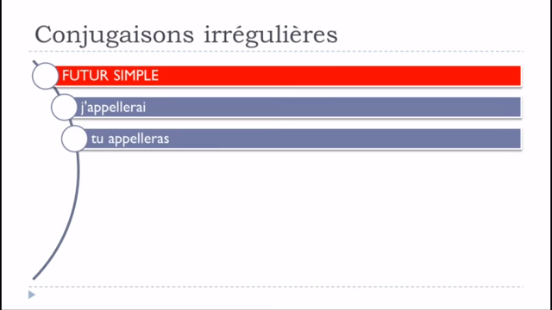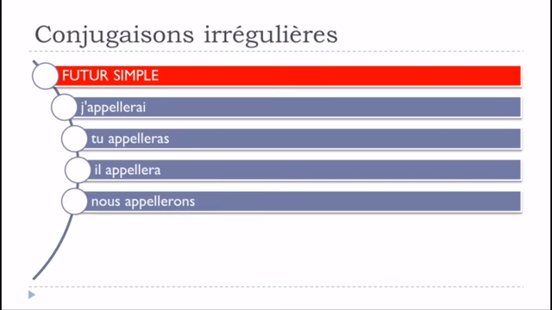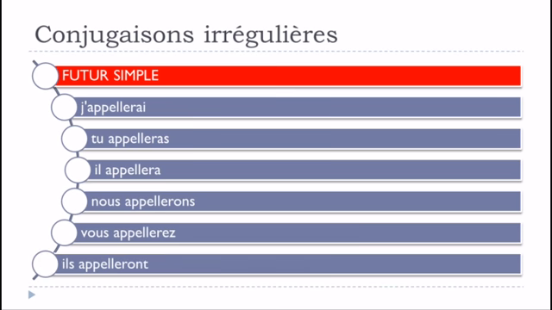J'appellerai, tu appelleras, il appellera, nous appellerons, vous appellerez, ils appelleront. So in that case, for the futur simple, all the forms are concerned, and it's exactly the same modification that we saw previously. So you've got to double the L, okay? And it will affect all the forms.